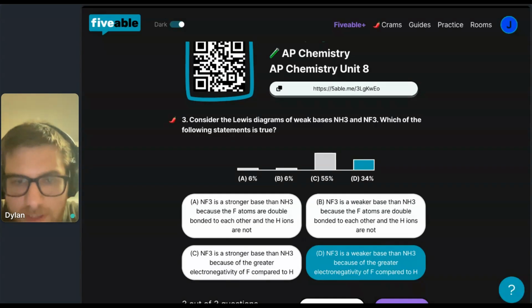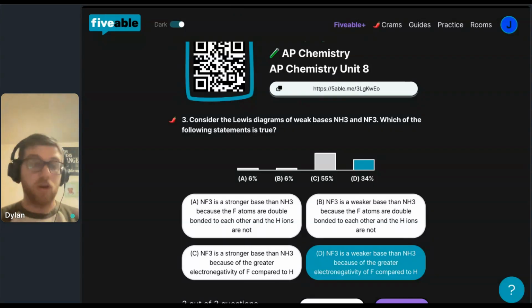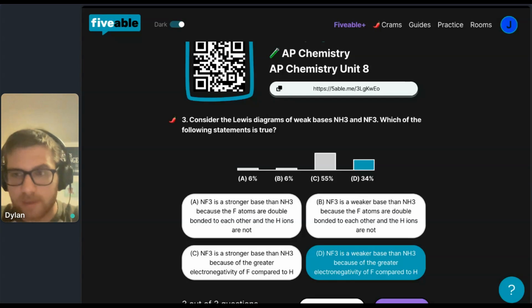Yeah, so we can see NF3 is a weaker base than NH3 because of the greater electronegativity of F compared to H, right? So typically, stronger electronegativity will hold on to those hydrogens, or whatever the base-forming thing is. And so if you can't dissociate that, it's hard to dissociate. That will typically make it a weaker acid or base. So that's how molecular structure relates to acids and bases. This is not a super tested topic.